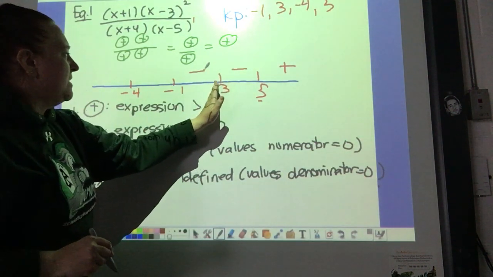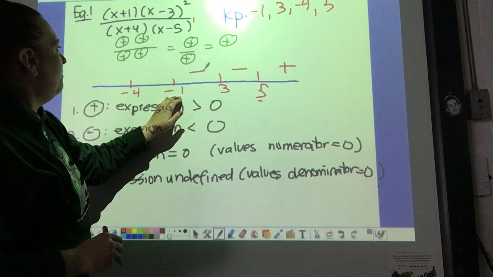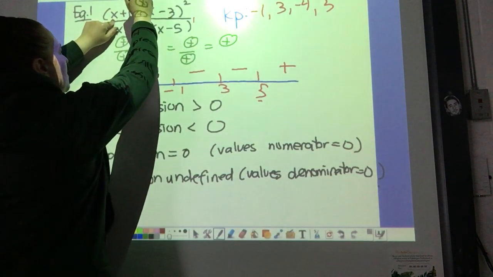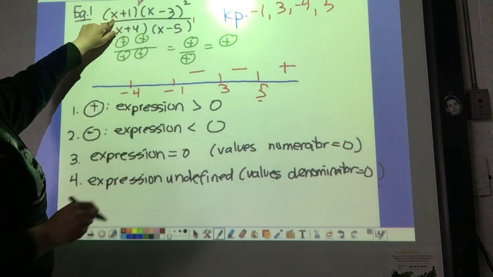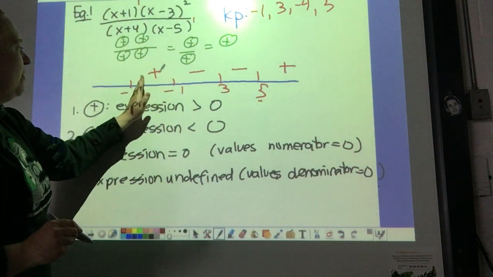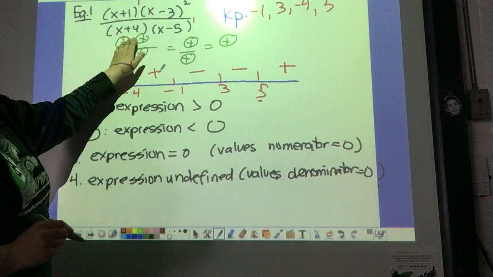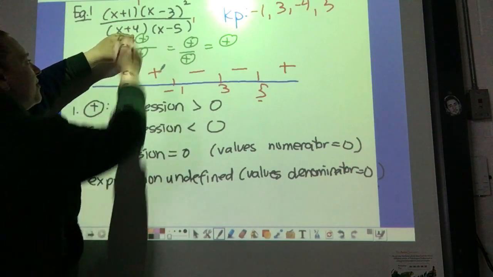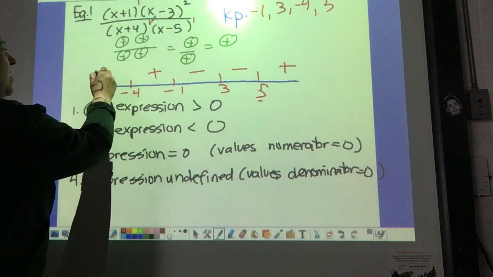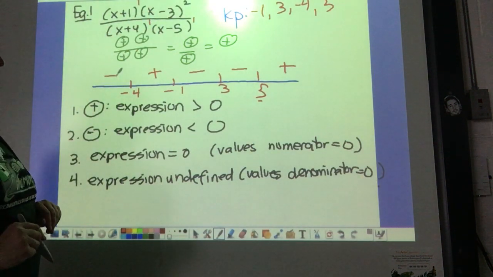Okay, now we keep moving to the left. The next key point I hit is -1. -1 came from here. There's no exponent on the outside, but we know if there's not, there's 1. 1 is odd, so we change the sign. Then the next key point we hit is -4. That came from here. It's not whether the 4 is odd or even, it's the exponent outside of the bracket, which is another 1, and it's odd. So that's our sign diagram.